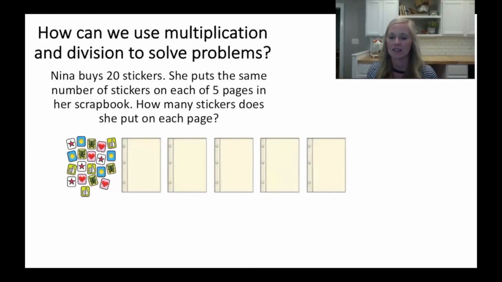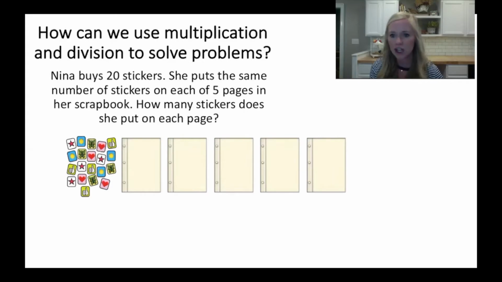And then last, in order for us to be successful, we have to be able to use those models and equations, related equations, to help us solve multiplication and division word problems. So we're going to take everything we've just talked about and apply it to this problem. So let's take a look at our problem. It says that Nina buys 20 stickers and she puts the same number of stickers on each of 5 pages in her scrapbook. How many stickers does she put on each page?